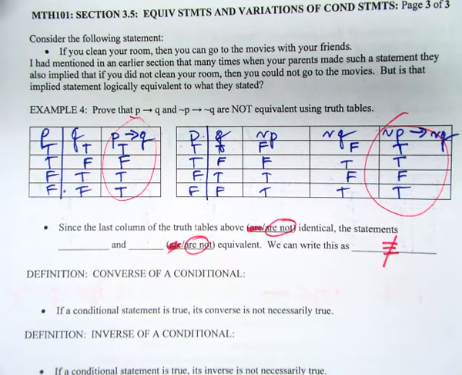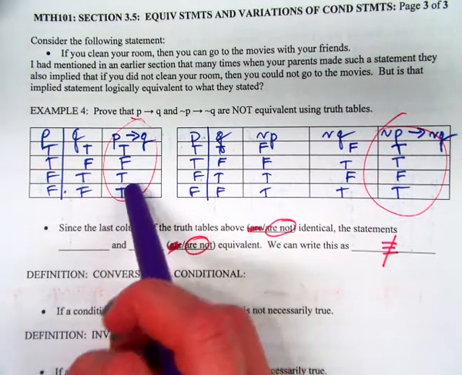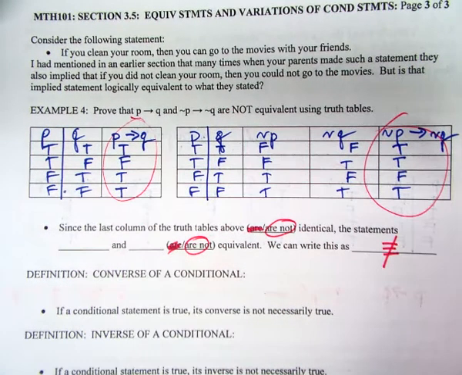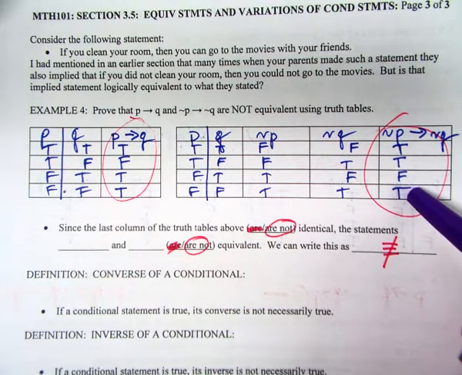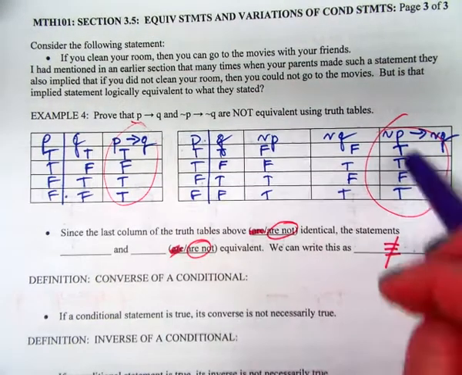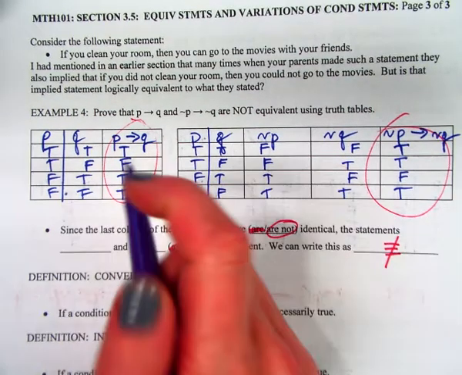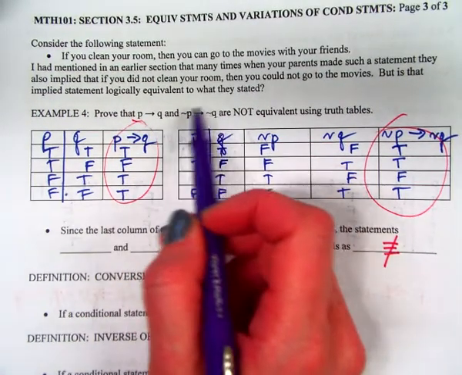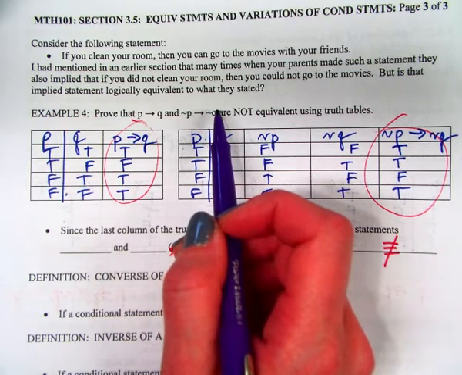So let's have you check your answers if you're finished. For the first one, we have true, false, true, true. And what I've got for this one, it's true, true, false, true. So the last column is not the same, right? So for a conditional and the inverse, they're not going to have the same meaning. They're not going to have the same truth value.